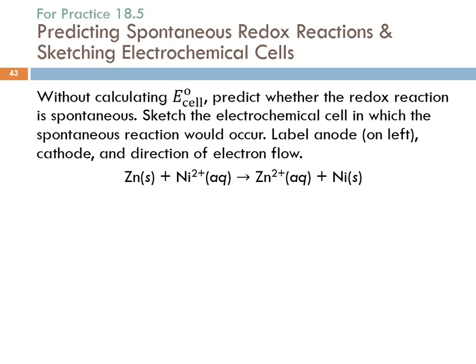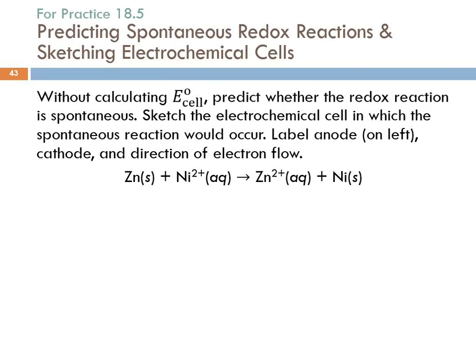Without calculating the standard cell potential, predict whether the redox reaction is spontaneous, and sketch the electrochemical cell in which the spontaneous reaction would occur. I abbreviated this a little from the book. If it's not spontaneous, we have to figure out how it would be spontaneous and draw the cell that way. And we're supposed to label the anode, that goes on the left, label the cathode, and the direction of electron flow. This could show up as an exam question, right? So here's our reaction. We've got zinc and we've got nickel.